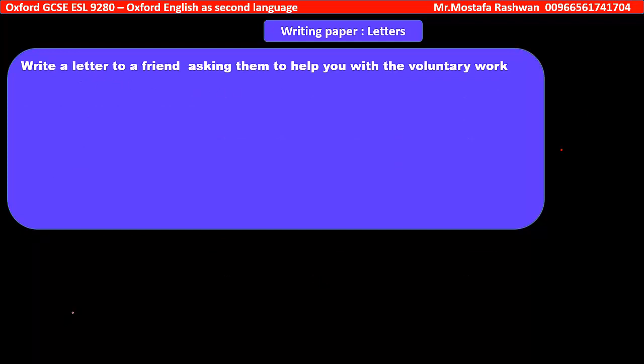Write a letter to a friend asking them to help you with the voluntary work. Okay, you are in a voluntary work and you will need to write a letter to a friend. So we know here that the letter is what? The letter is a friendly letter. It means the style you will use is totally informal register.